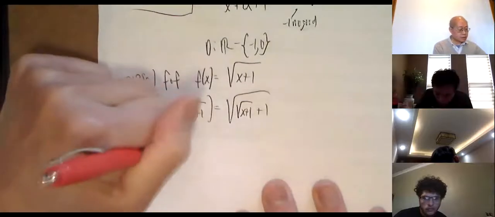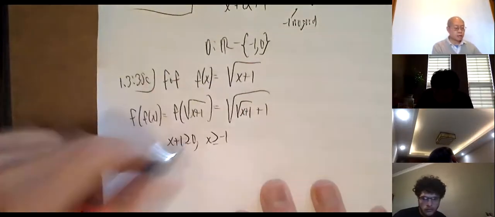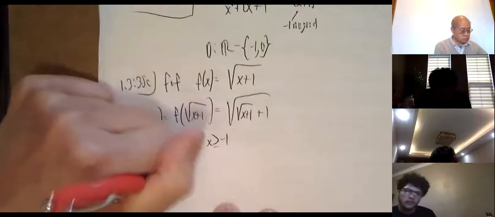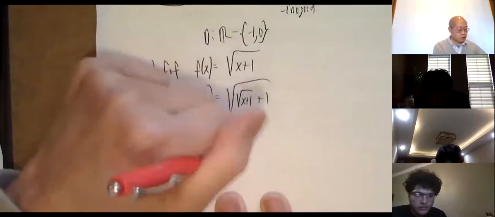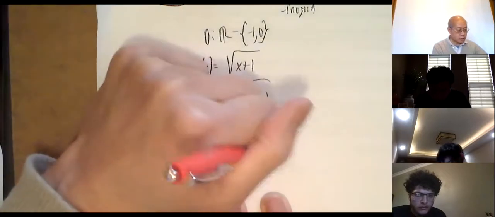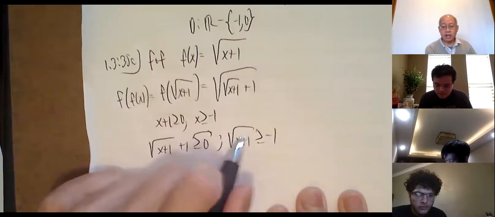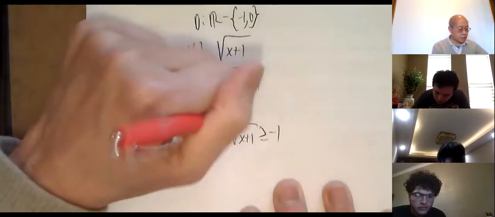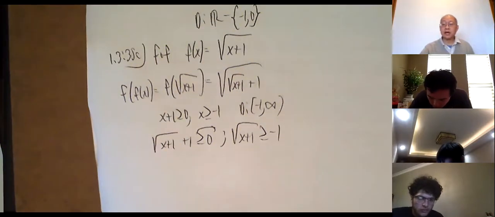Okay, so I need x plus 1 to be greater than or equal to 0, which means x is greater than or equal to negative 1. And I also need all of that to be greater than or equal to 0. Radical x plus 1 plus 1 greater than or equal to 0. Move over the 1: radical x plus 1 is greater than or equal to negative 1. That's always true. Wherever the left-hand side is defined, the square root is always going to be greater than or equal to 0. So my only restriction is here. So for the domain, I have negative 1 to infinity like that.